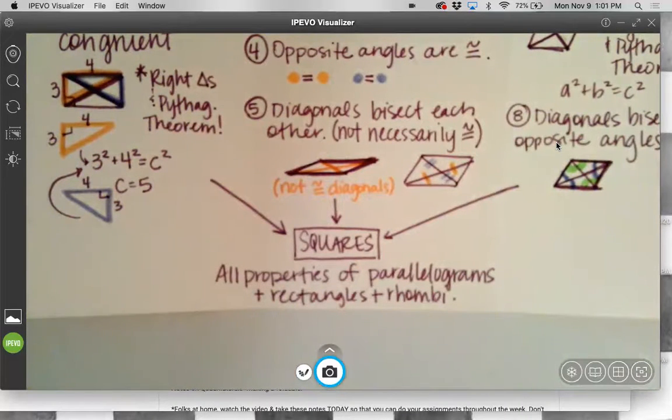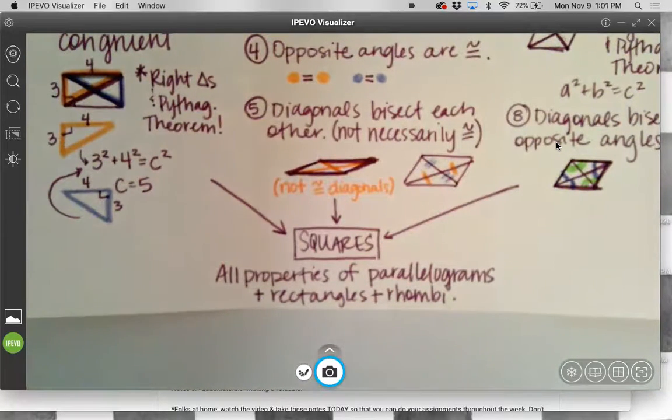So a square is all of the above. We had 5 properties from parallelograms, and then we had 5 additional properties, 2 from rectangles and 3 for rhombuses. And a square meets all of those criteria. All 10 of those facts are true about squares.